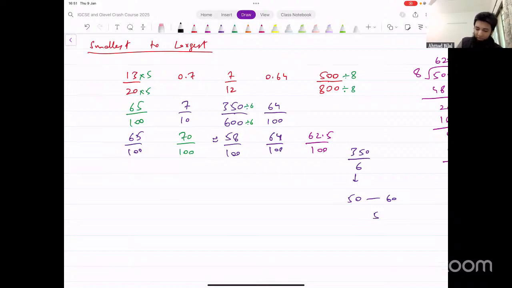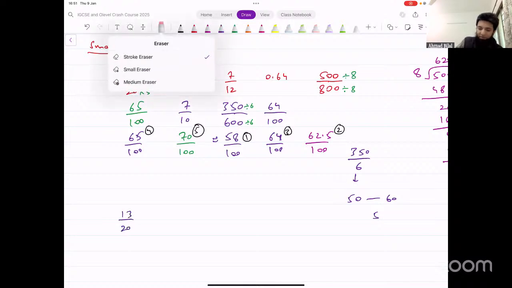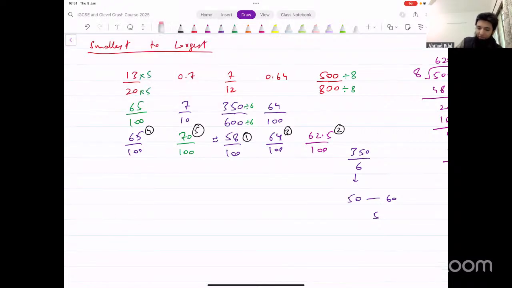What's the smallest number out of these all? The smallest number is 58. Then after that, we have 62.5. Then we have 64. And then we have 65. And then we have 70. So when we order them, we have to write down the original numbers. And that's going to be, the smallest number out of these all is 58 over 100.